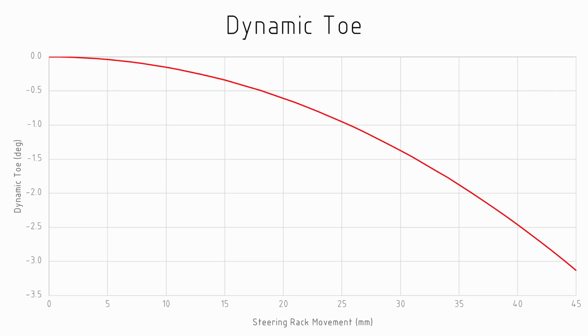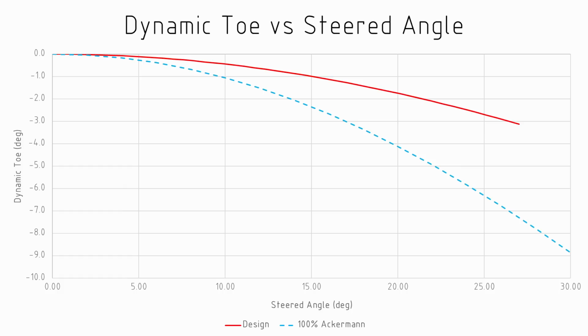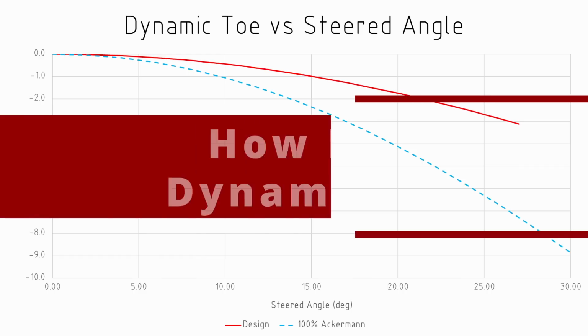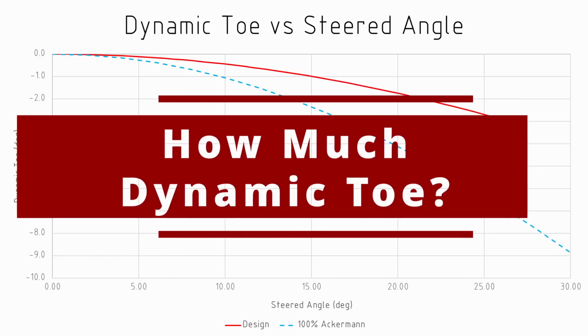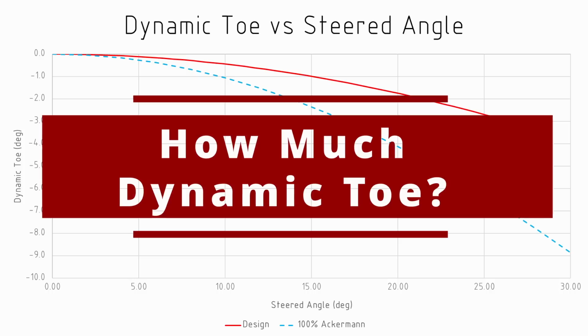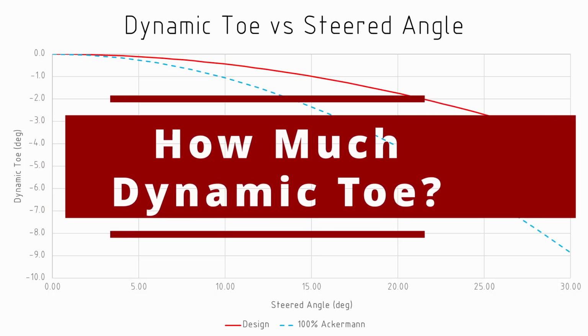Now I've set it so that the dynamic toe, when it's negative, indicates that it's toe out. And we would say that that is positive Ackermann. If I want to compare this to what we would consider 100% Ackermann, we would see that I've designed it with quite a bit less than 100% Ackermann to start with. A reasonable question to ask would be how much is an appropriate amount of Ackermann to use, or what is the appropriate amount of dynamic toe to use.